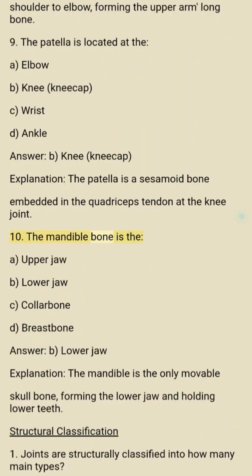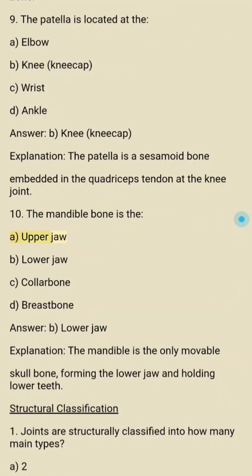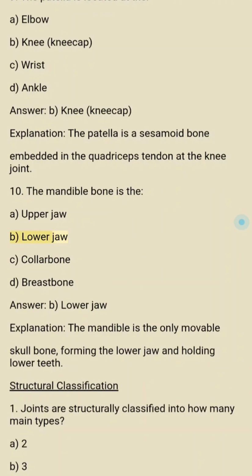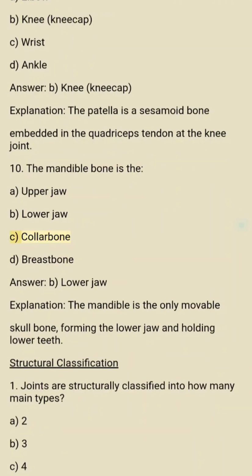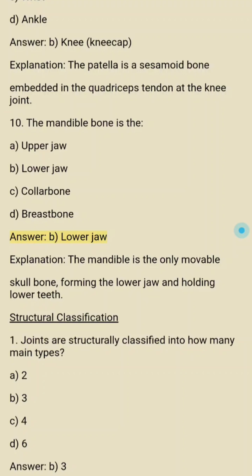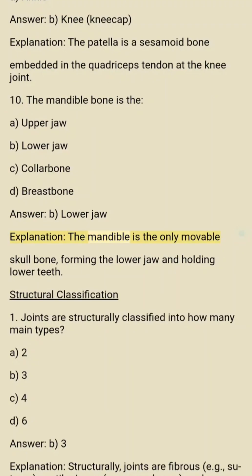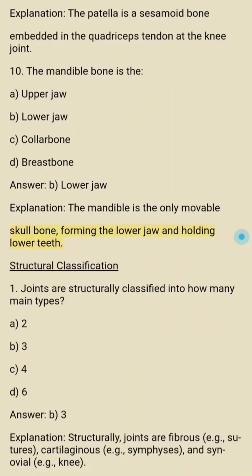10. The mandible bone is the A. Upper jaw. B. Lower jaw. C. Collarbone. D. Breastbone. Answer. B. Lower jaw. Explanation. The mandible is the only movable skull bone, forming the lower jaw and holding lower teeth.